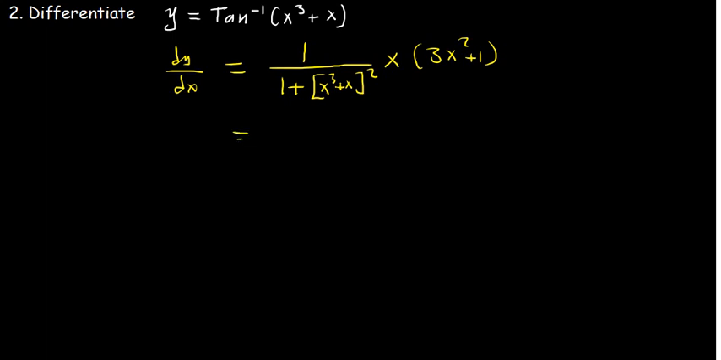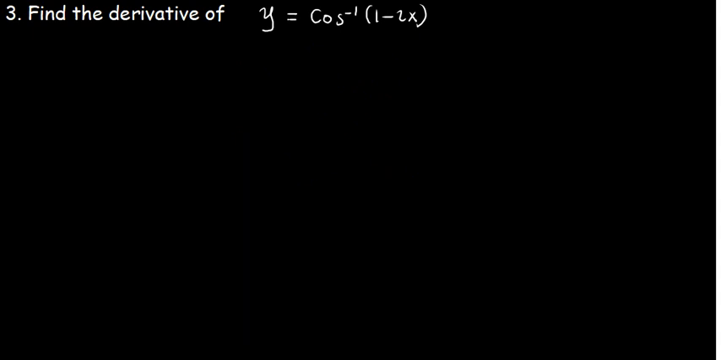Therefore the derivative is 3x squared plus 1 divided by, we'll just expand the brackets down there, and that is going to give us x to the power 6 plus 2x to the power 4, and then plus x to the power 2. So that is how it's going to become. Alright, let's look at another one.